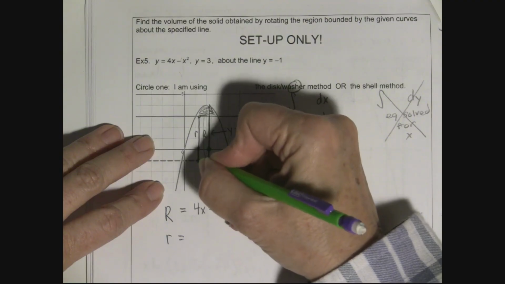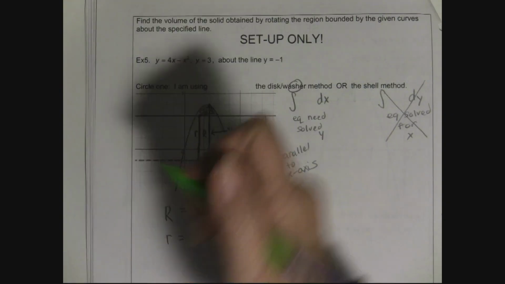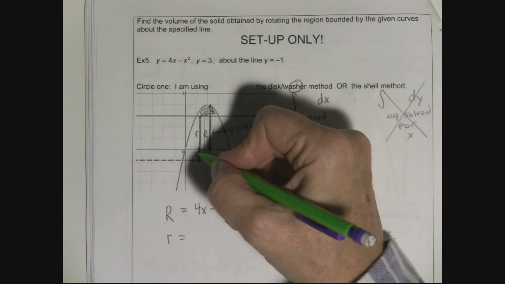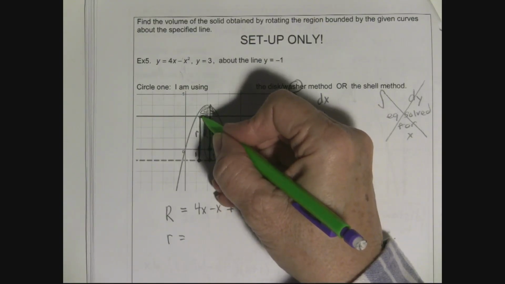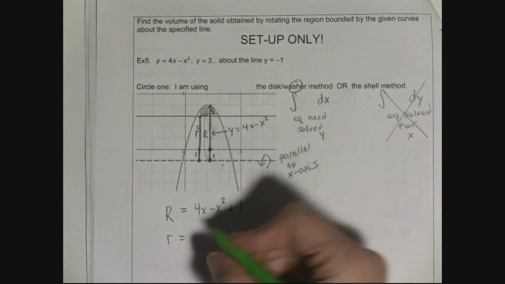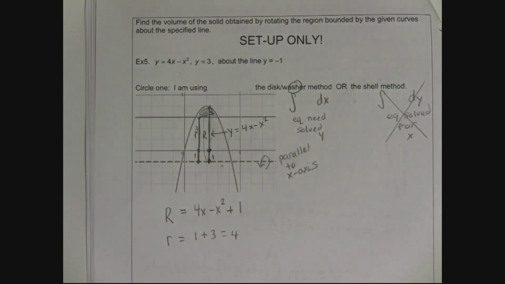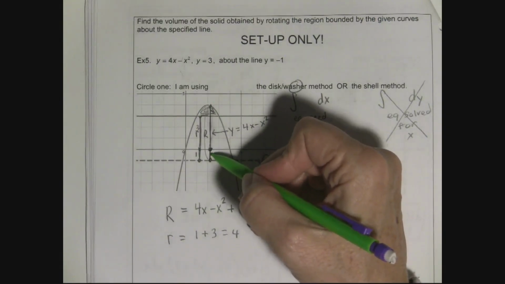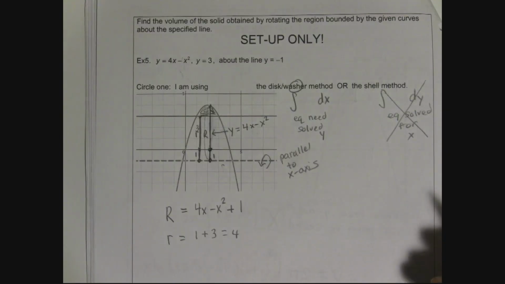It goes from the axis of rotation all the way to the inner curve, which in this case, that inner curve is at y equals 3. So this distance right here was 1, and this distance from the x-axis to that horizontal line is 3. So the r is just equal to 1 plus 3, which is 4. Is that okay? The inside r. So all of the inside r's, because for every big R, the inside r is only going to that horizontal line.